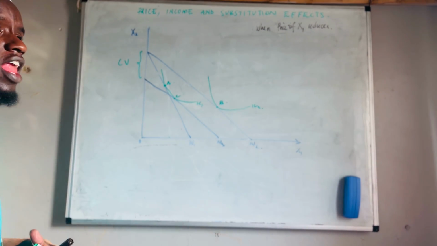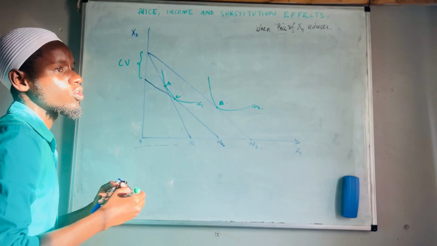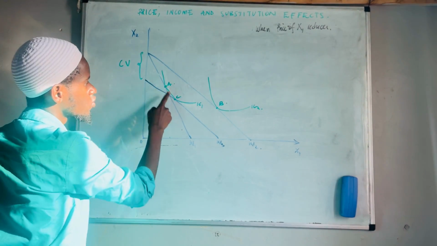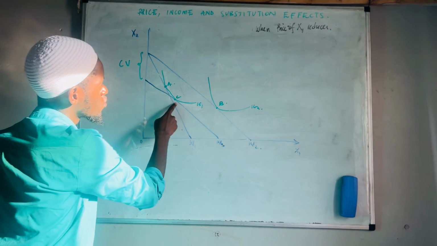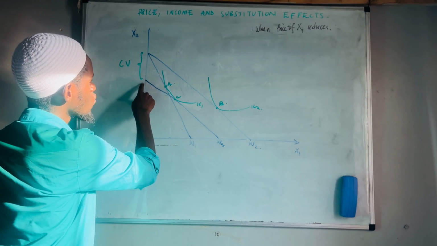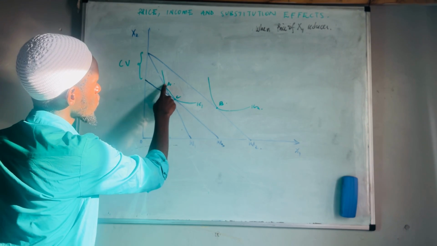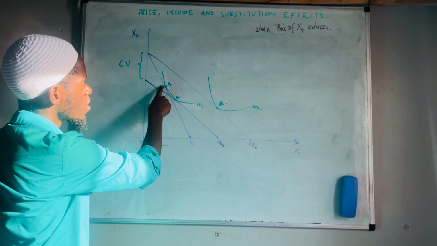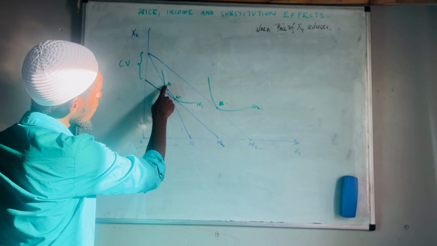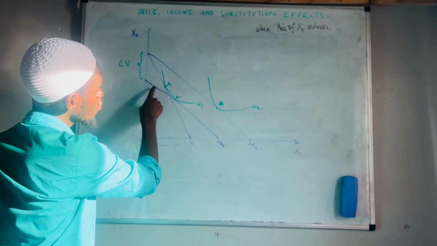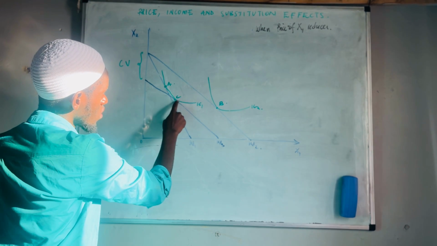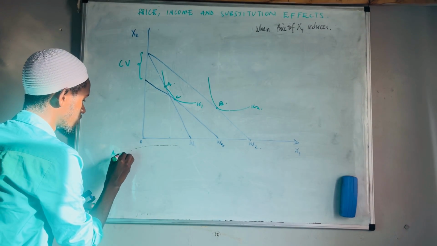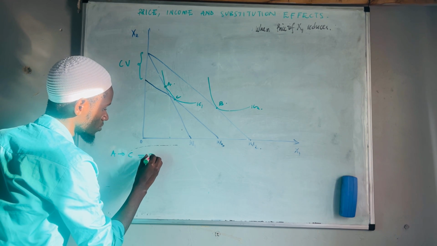Now, members, allow me to take you through what we call the total price effect, substitution effect, and income effect. If you see me coming from A to C, what happens is that I was originally consuming more quantities of X2 and less quantities of X1. But since my income has reduced, I have to change. I have to substitute X2 for X1 so as to increase X1. Therefore, for me to be at this point here, I reduce X2 and increase X1. Therefore, the move from A to C is called the substitution effect.